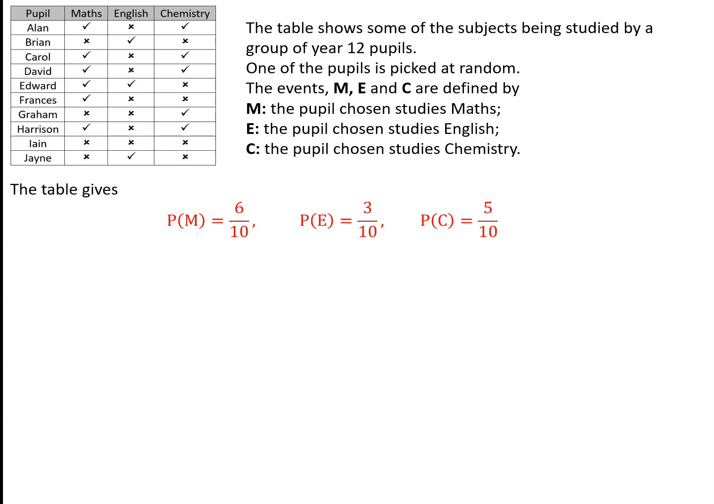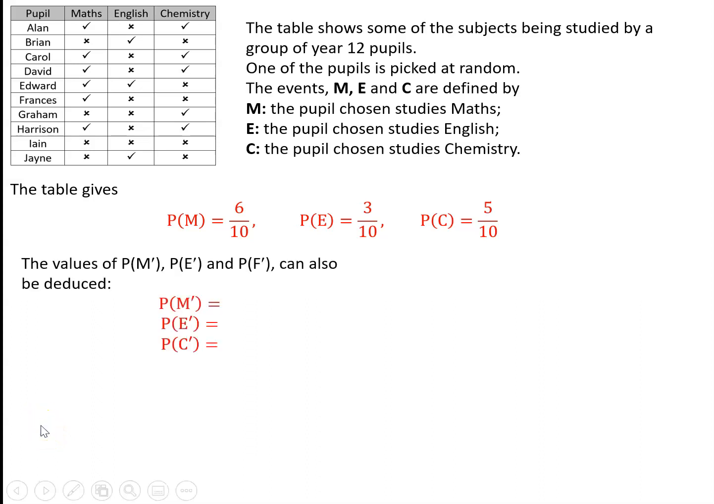Similarly, the probability of E is 3 out of 10, and the probability of C is 5 out of 10. Now we can also, from the table, work out the probability that M doesn't occur, in other words the probability of the complement of M. Now we know that 6 of the pupils study maths, so 4 of the pupils don't study maths. So the probability of M dash, the probability the student picked at random does not study maths, is 4 out of 10.